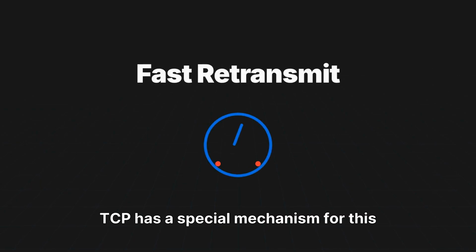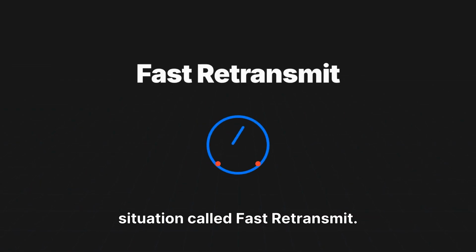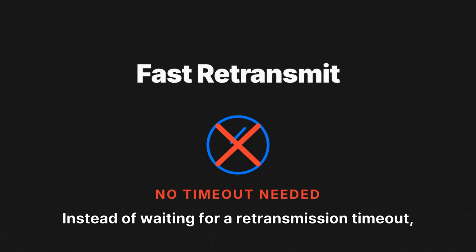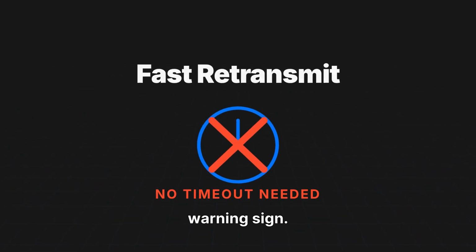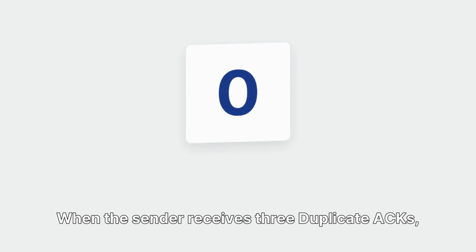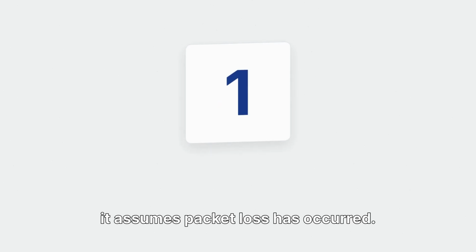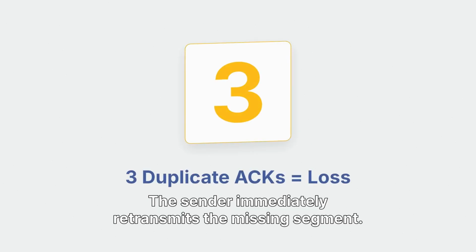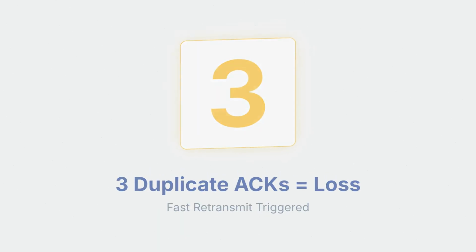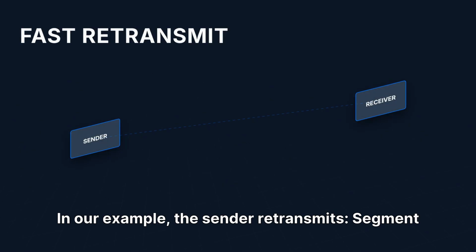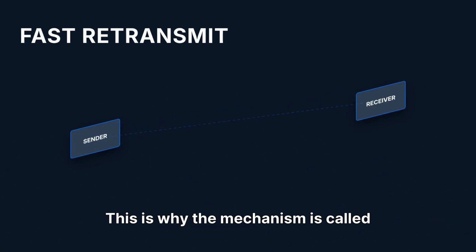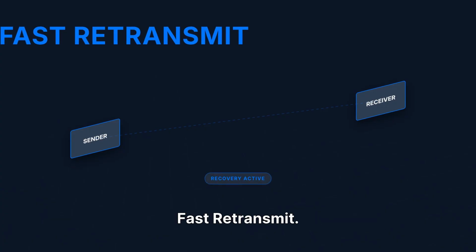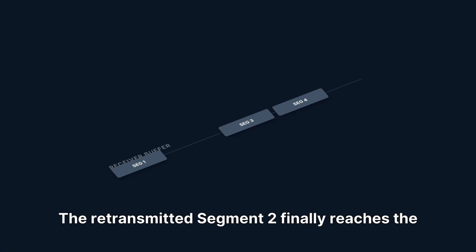TCP has a special mechanism for this situation called Fast Retransmit. Instead of waiting for a retransmission timeout, TCP uses duplicate ACKs as an early warning sign. When the sender receives 3 duplicate ACKs, it assumes packet loss has occurred. The sender immediately retransmits the missing segment. In our example, the sender retransmits segment 2, sequence number 1000, without waiting for any timeout. This is why the mechanism is called fast retransmit. The recovery happens quickly. The retransmitted segment 2 finally reaches the receiver.